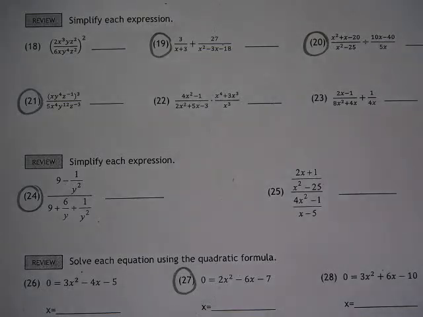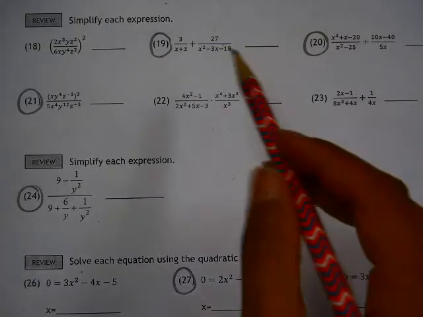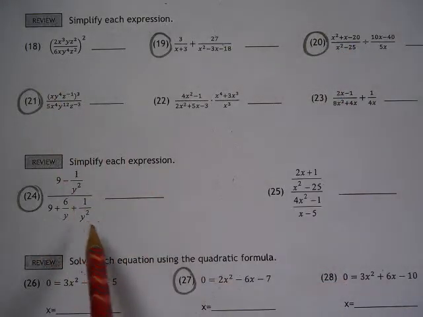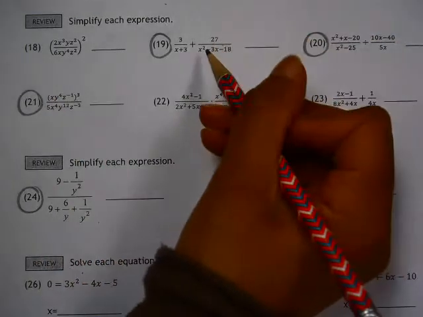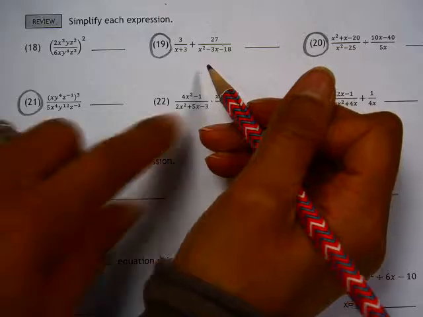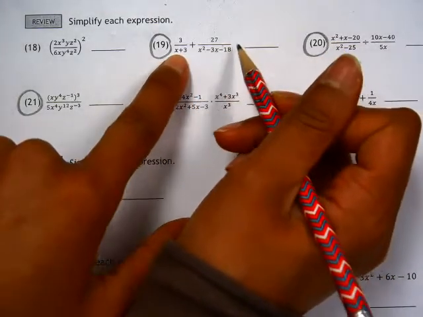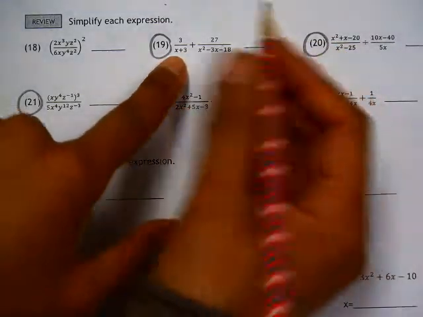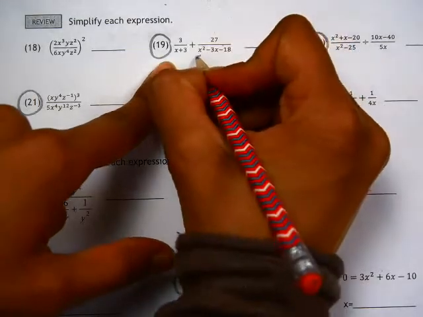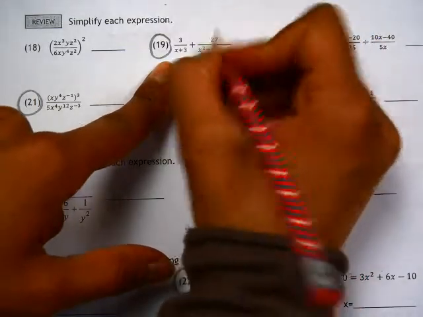We're going to look at simplifying rational expressions 19 through 21 and 24. Now 19 is adding rational expressions. Before we can add fractions, we need a common denominator. So in order to determine the common denominator, we can factor this quadratic.